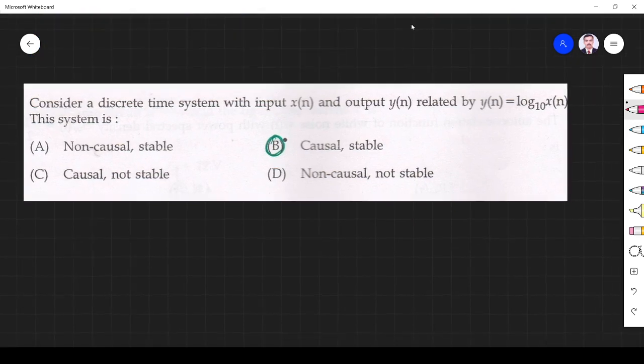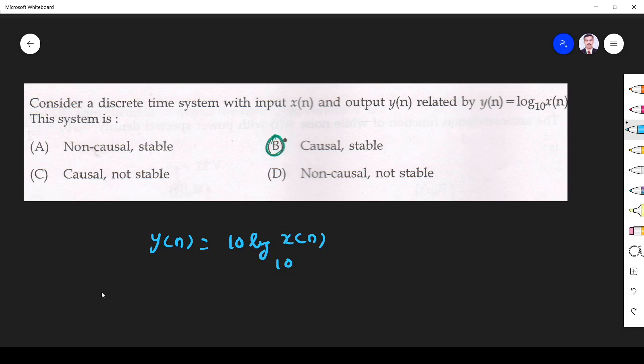Next problem. Consider a discrete time system with input x[n] and output y[n], related by y[n] = 10 log base 10 of x[n]. We have to find whether the system is causal or stable. For a non-causal system, the present output depends upon future input; otherwise the system is causal. Here the present output depends on the present input only, so the present output doesn't depend on future input. So surely the system is causal.